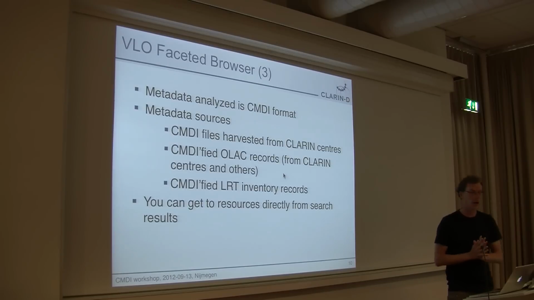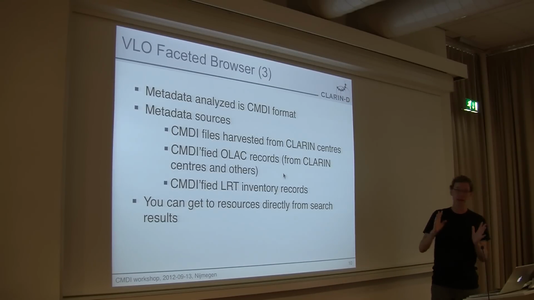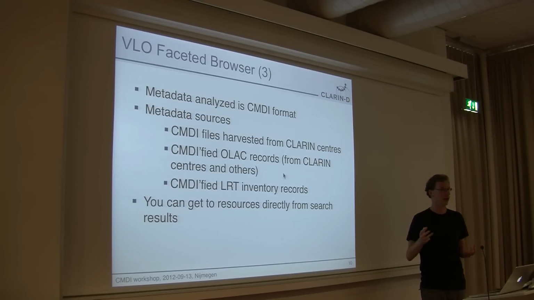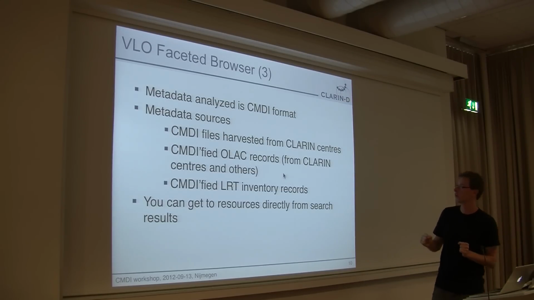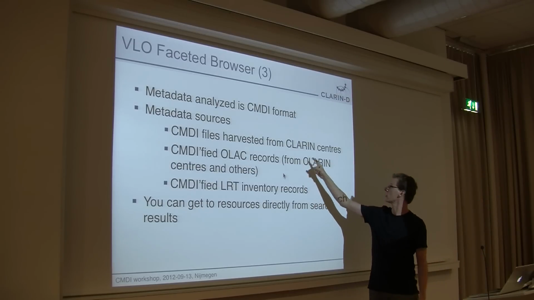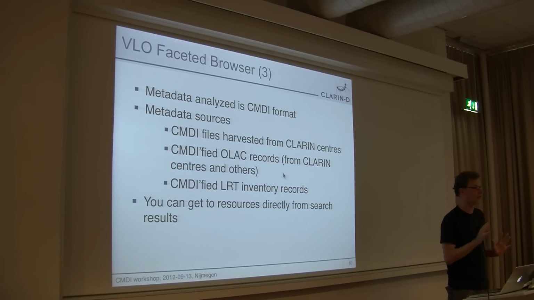Okay, so what is behind the VLO facet search? Well, it is all metadata, and that's of course why this session is part of today's workshop. It's all metadata in the component metadata infrastructure format, so the CMDI format. The sources that feed into the facet search are CMDI files harvested from CLARIN centers. I think that will also be the case for most of you here today, that you will be generating CMDI files, and they will be harvested afterwards, and they will be integrated automatically into the Virtual Language Observatory.